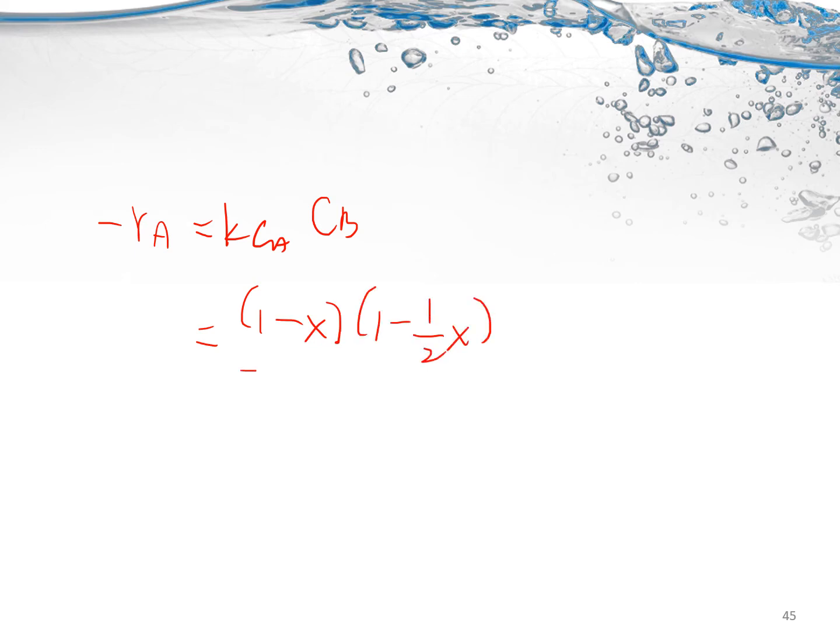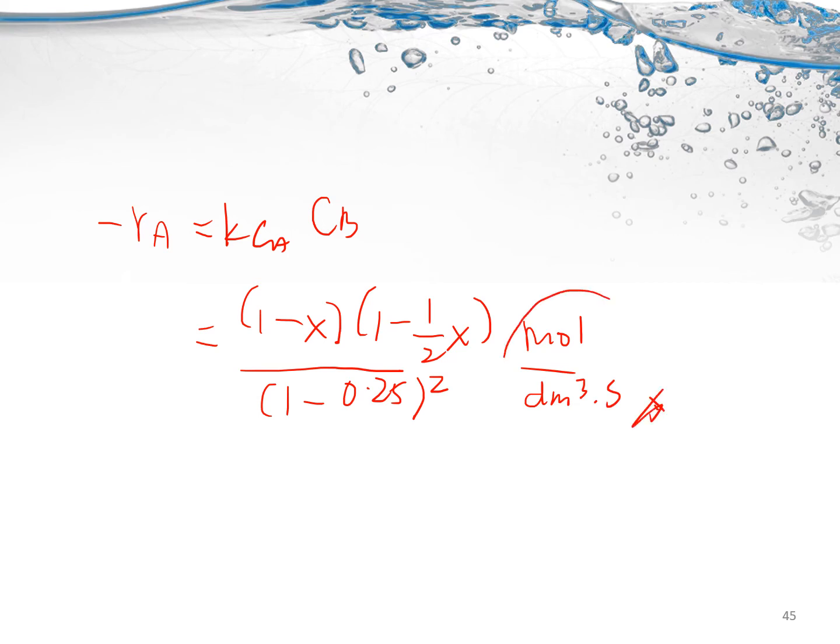Now substitute back: negative rA is equal to k CA CB, which equals, after substituting and simplifying, 1 minus X times 1 minus half X, over 1 minus 0.25 X all squared. You have to simplify to see where the power of 2 comes from. The unit is mole per decimeter cube second.